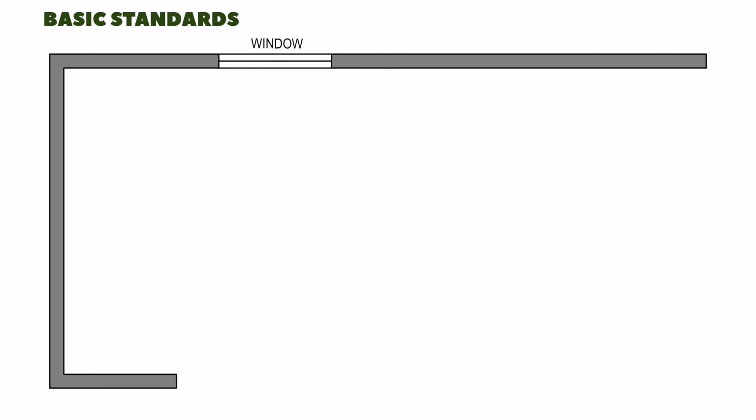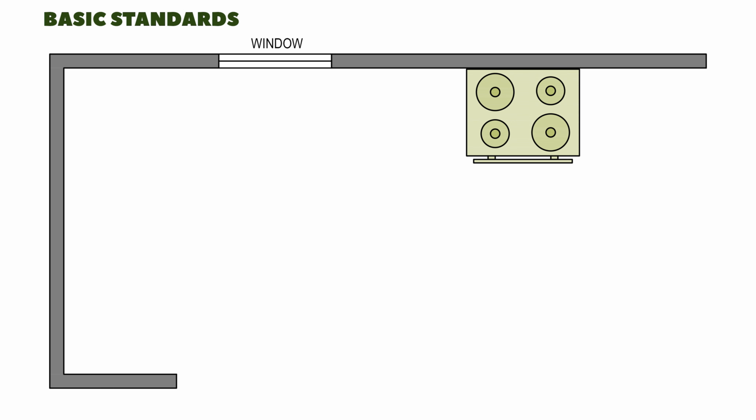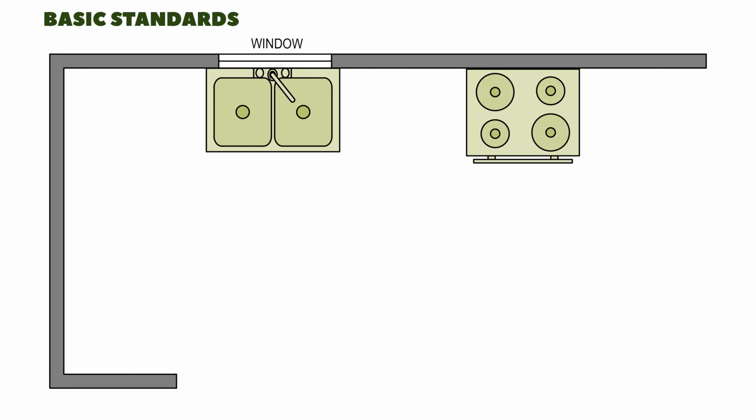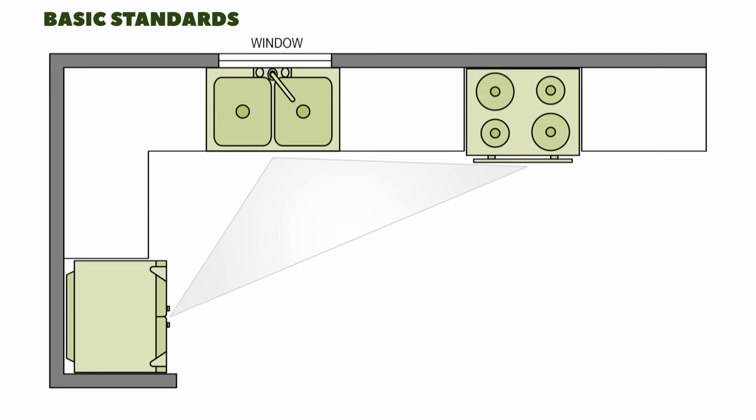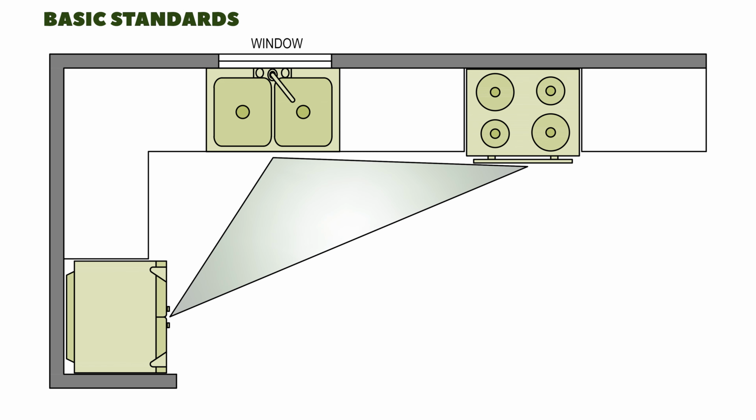Let's design an L-shaped kitchen, which works great in many modern homes. Using the symbols, we'll position the stove on the longer side of the L, the sink near the window, and the refrigerator on the shorter side. Make sure the triangle isn't too large or too small. It should feel natural.